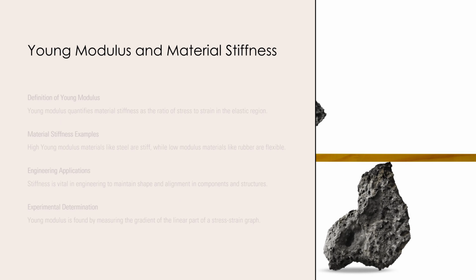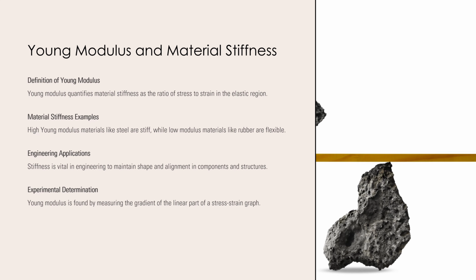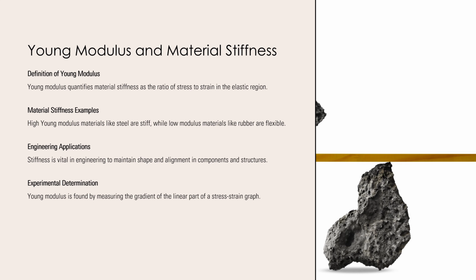Young modulus is a fundamental material property that quantifies stiffness. It is defined as the ratio of stress to strain within the linear elastic region of deformation, E equals sigma over epsilon.